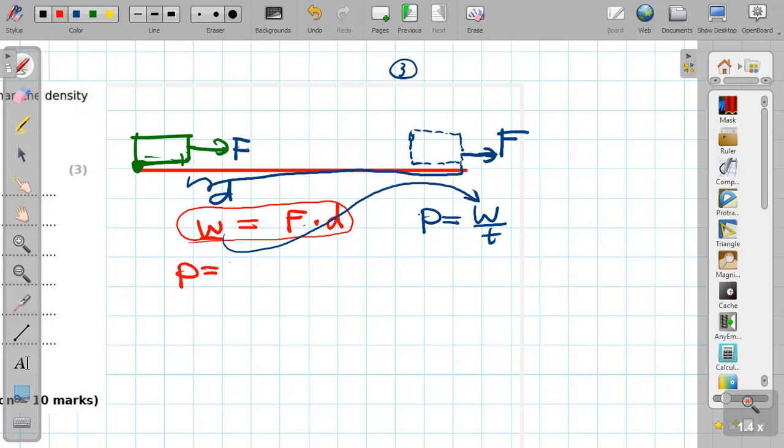Power equals force multiplied by velocity. Because why? Distance over time. You know what distance over time is? It is V. So the equation is P equals FV.